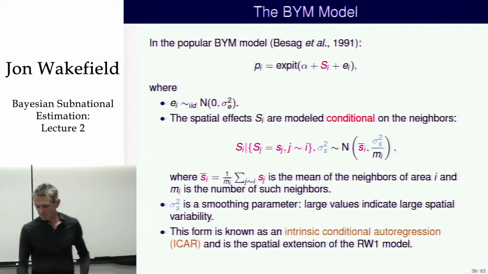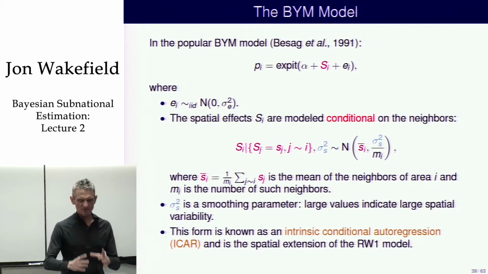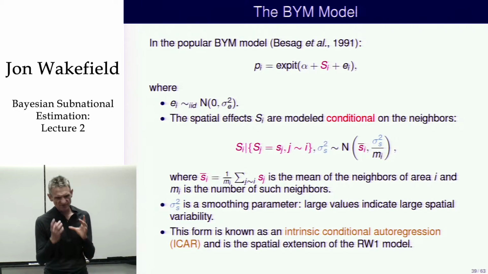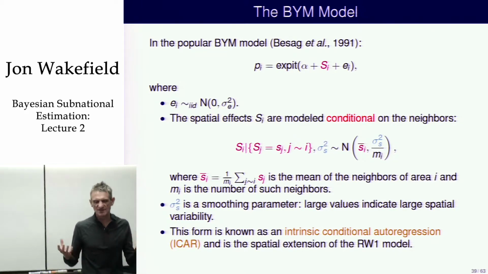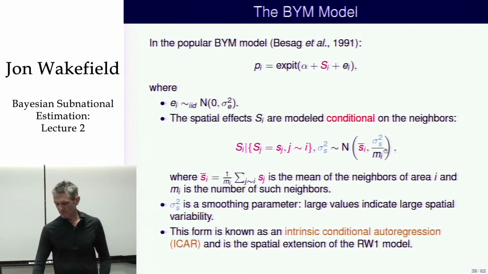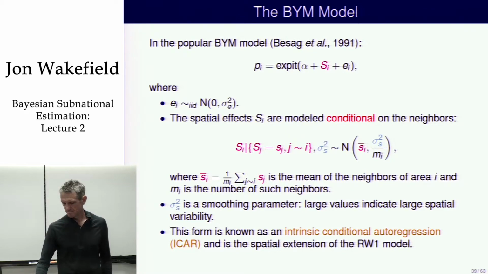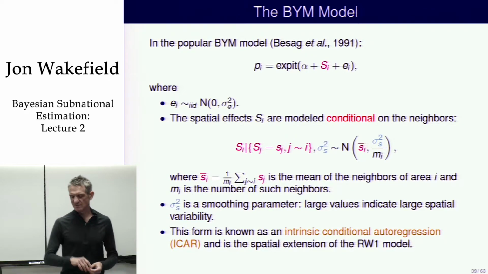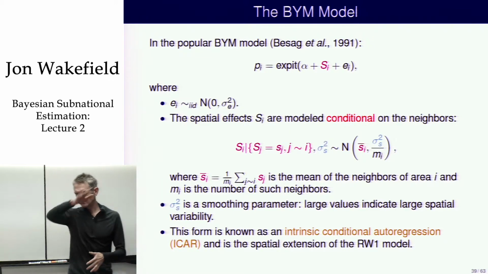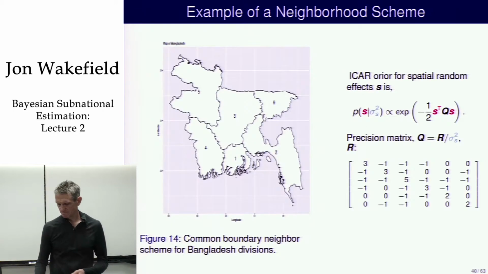So this is the natural analog of the random walk 1 model. We're looking at first order neighbors, where the neighbors now are defined by sharing a common boundary, or some other definition which we might want to use. And again, we've got this smoothing parameter, which determines how strong the smoothing is over space. So if we have large values here, that indicates that we've got quite a strongly varying spatial field which has got quite strong amplitude.